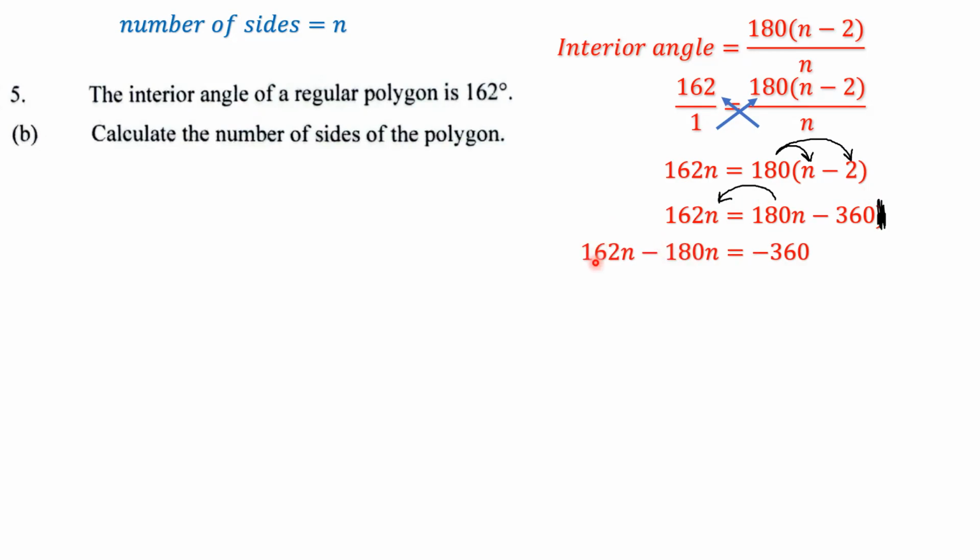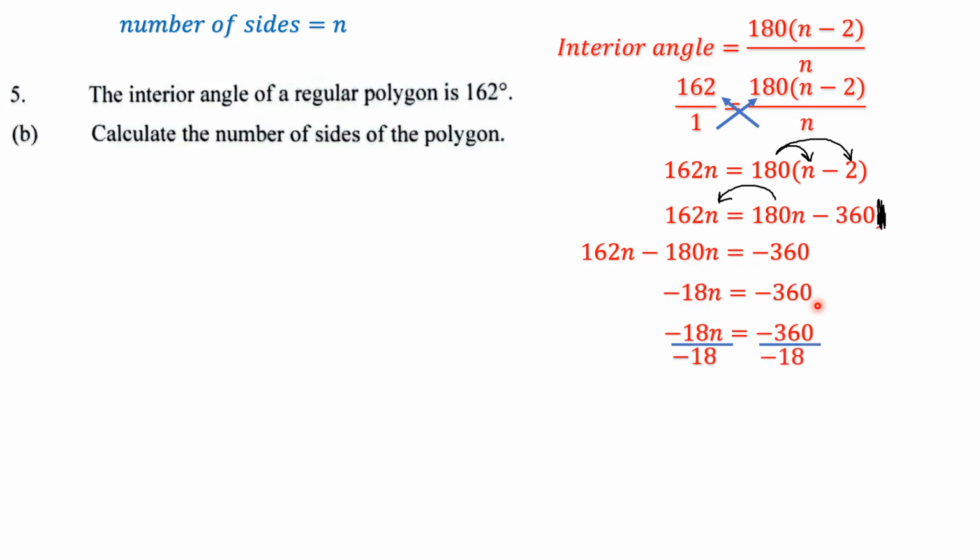So we have 162n minus 180n equals negative 360. Now we're going to subtract 162n minus 180n. That's going to be equal to negative 18n equals negative 360. We divide both sides by negative 18.